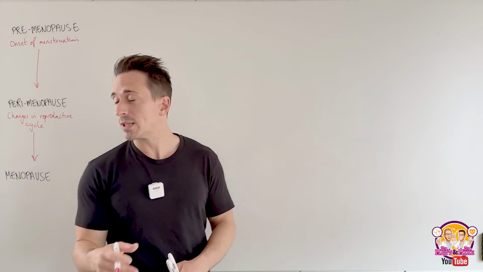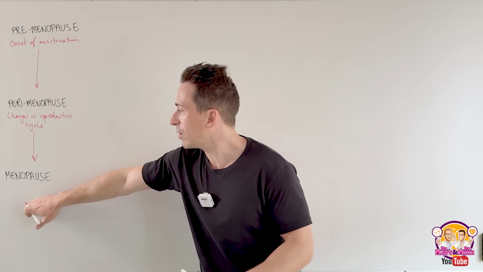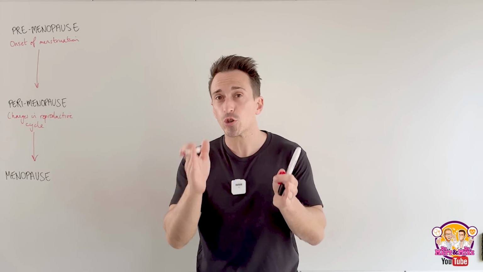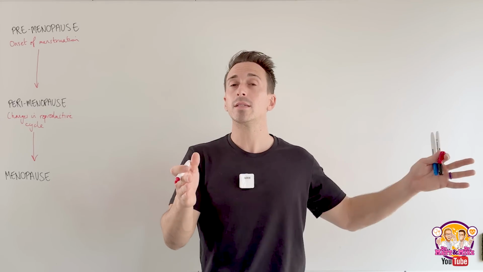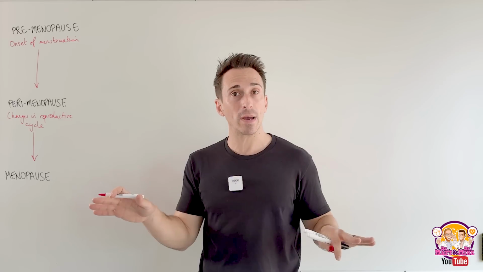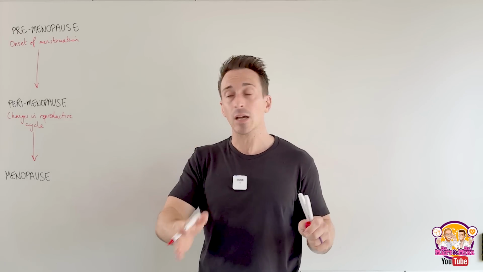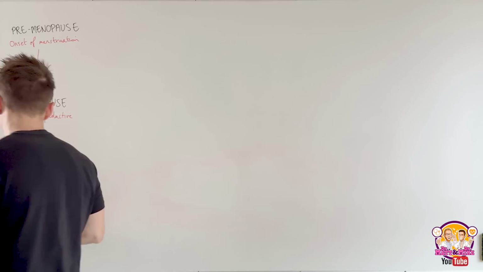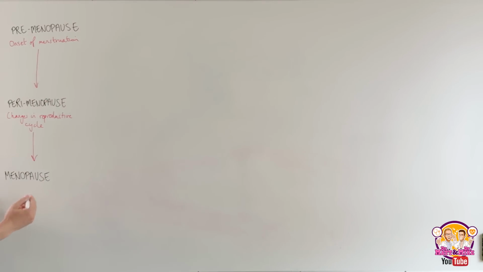And then menopause refers to the time period from 12 months after the last menstruation onwards. So once there's been 1 year and no menstruation, that is the beginning of menopause, and that continues on. So 12 months since the last menstruation.